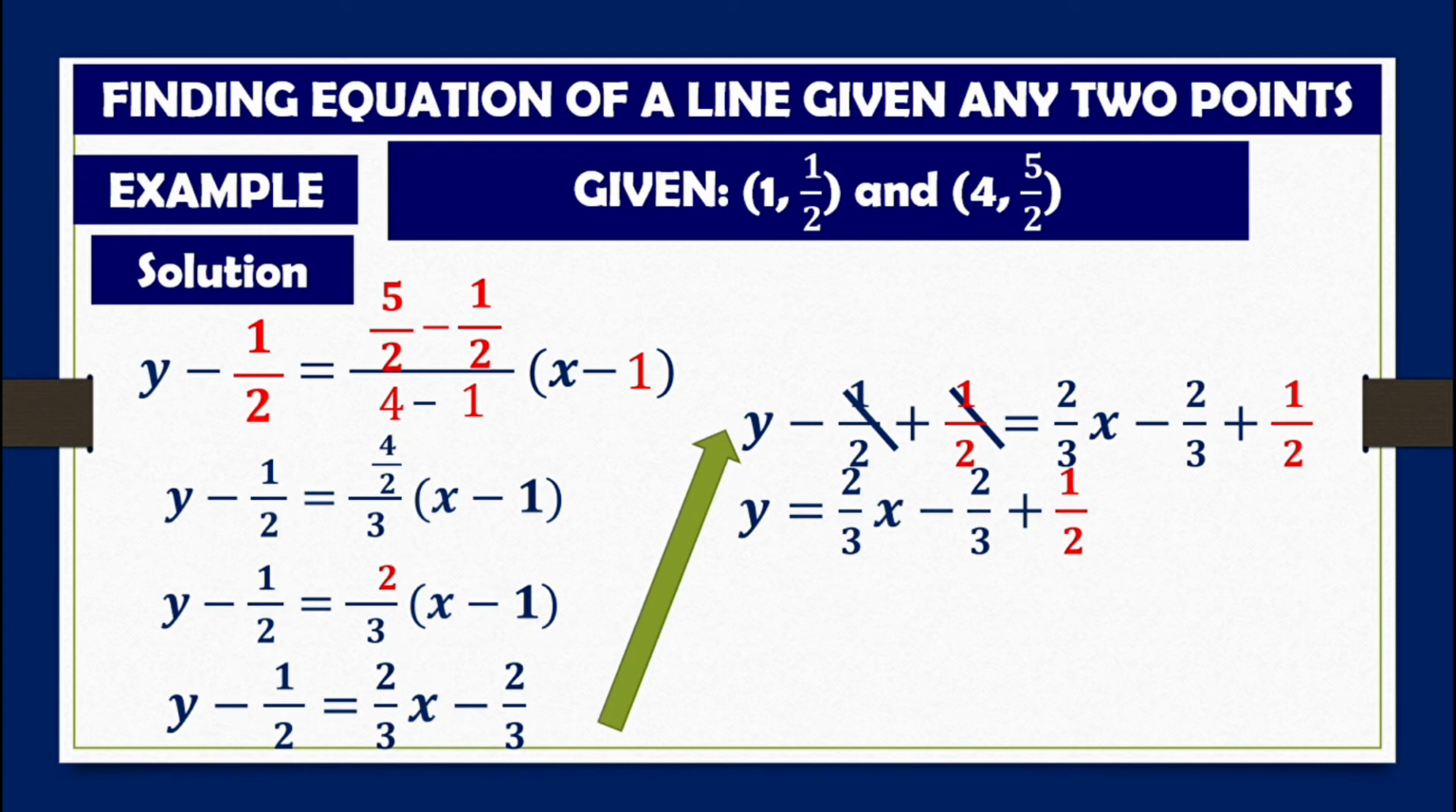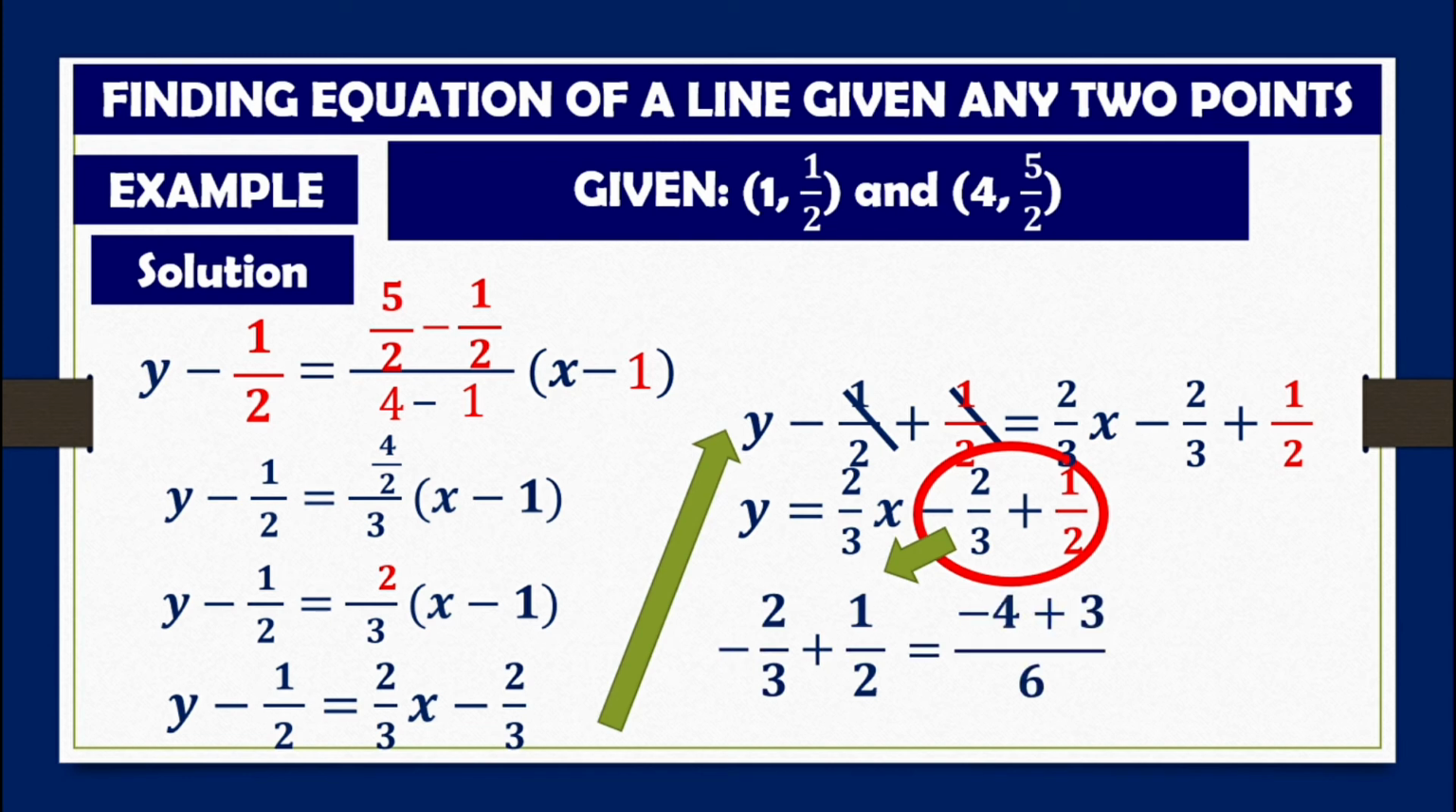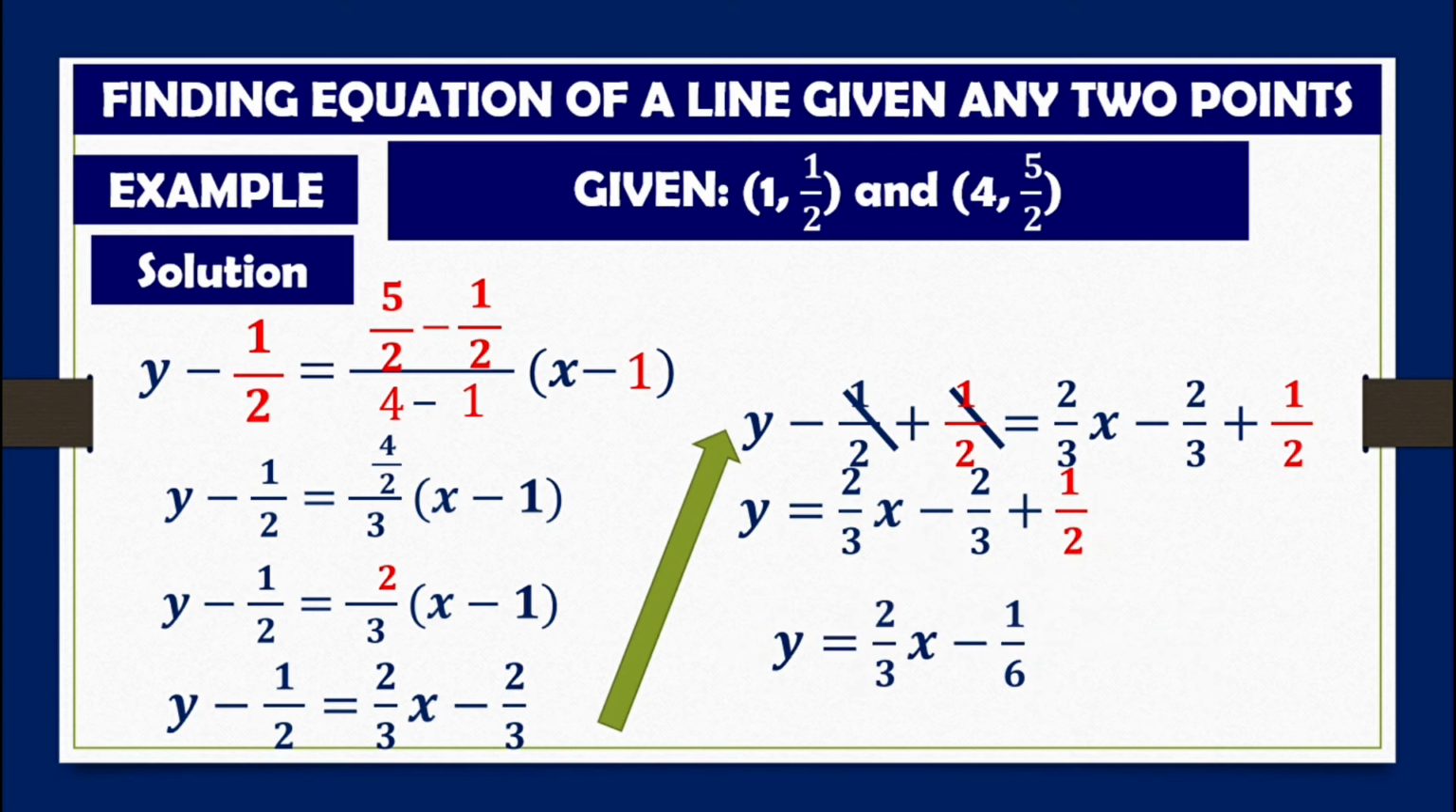Then, we will combine our constants, which are negative 2/3 and 1/2, by getting the common denominator, which is 6. So, negative 2/3 plus 1/2 is equal to negative 4 plus 3 all over 6, and that is equal to negative 1/6. Therefore, the equation of the line is y equals 2/3 x minus 1/6. This is considered as our answer.